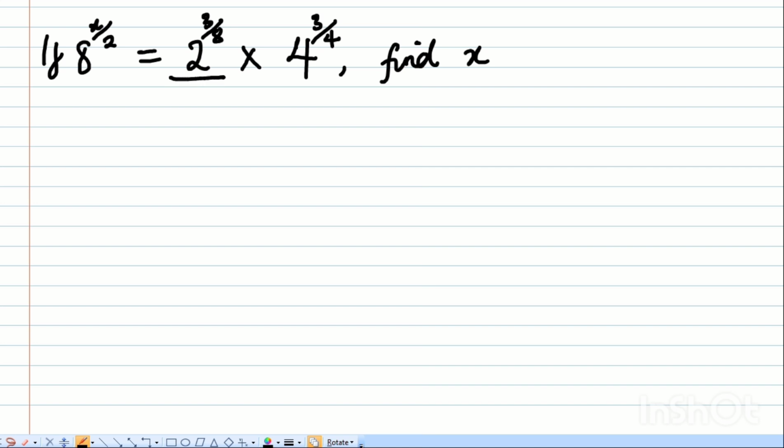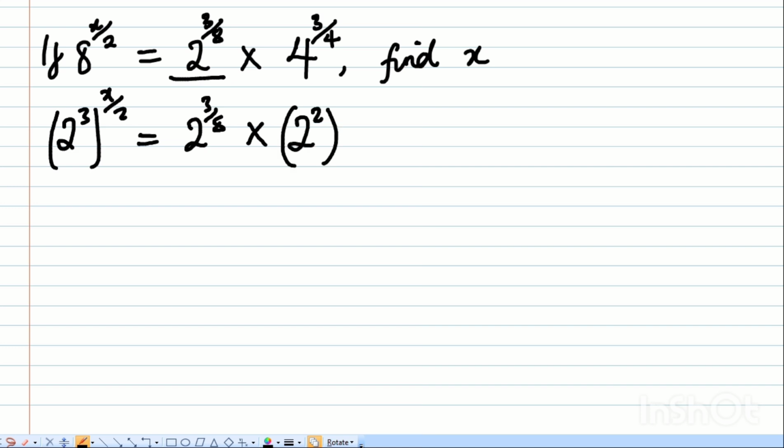So if the least base is 2, I'm going to think if I can put all these numbers in the base 2. So hopefully I can put 8 in the base 2, because 8 is 2 raised to power 3. So let's go ahead and do that. 2 raised to power 3 is the same as 8, but then raised to power x over 2. So you won't throw that away. Then we just have 2 raised to power that there times 4 is 2 times 2, so that's 2 raised to power 2, and then raised to power 3 over 4.